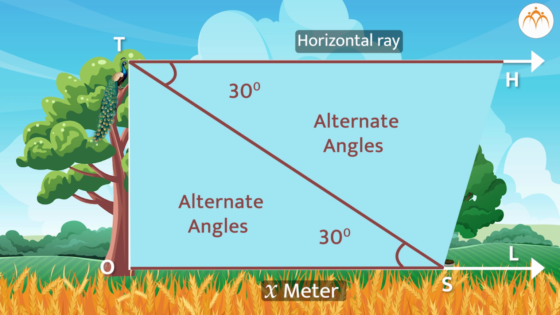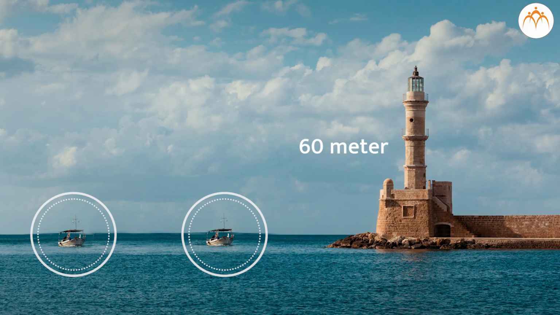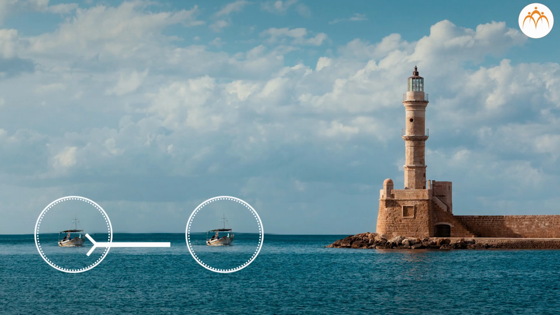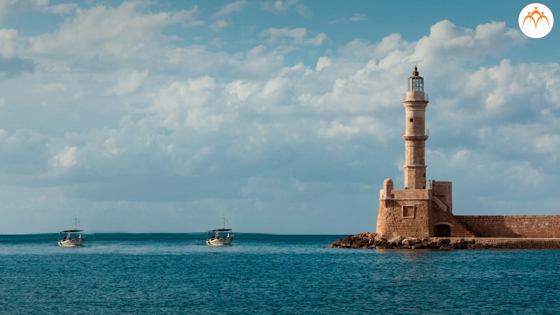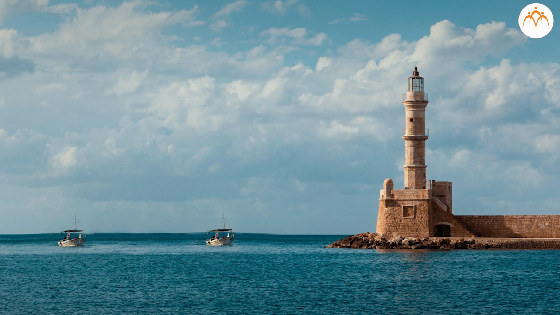Now, let's consider a different example where two angles are given. An observer at the top of a lighthouse of height 60 meters looks at two ships approaching the shore. The angles of depression to the two ships are 60 degrees and 30 degrees respectively. Both the ships are in a straight line and on the same side of the lighthouse. Draw a diagram to represent the given information for finding the distance between the two ships.